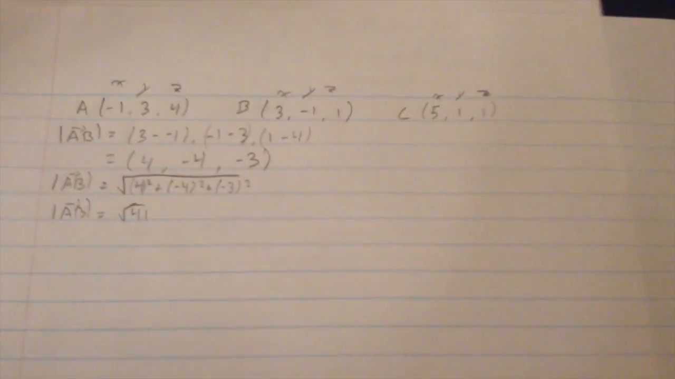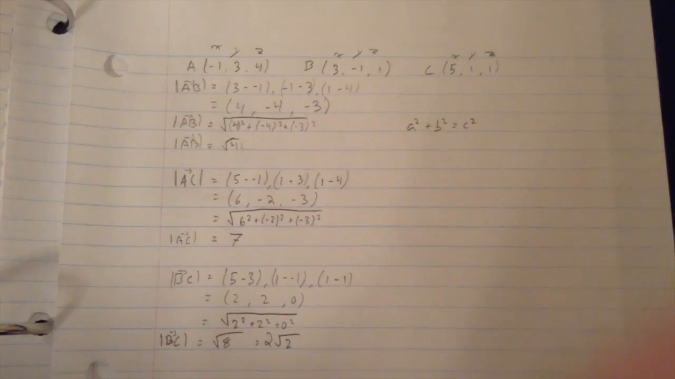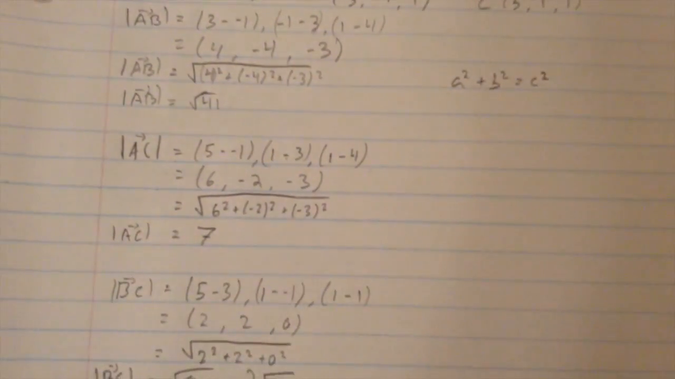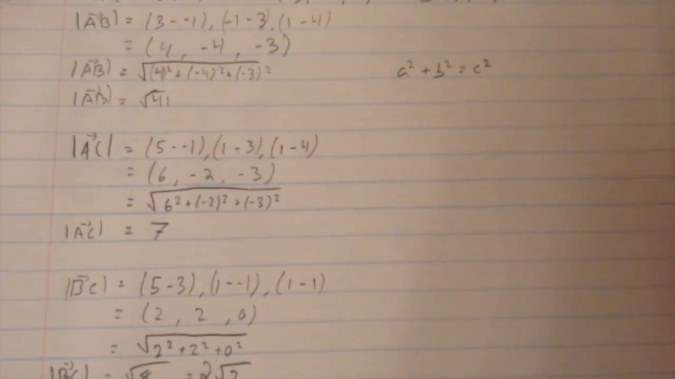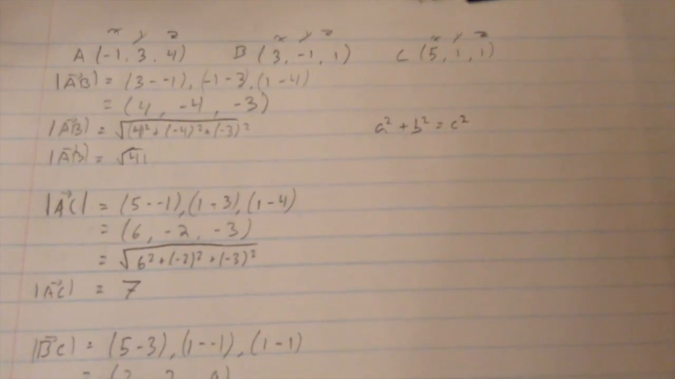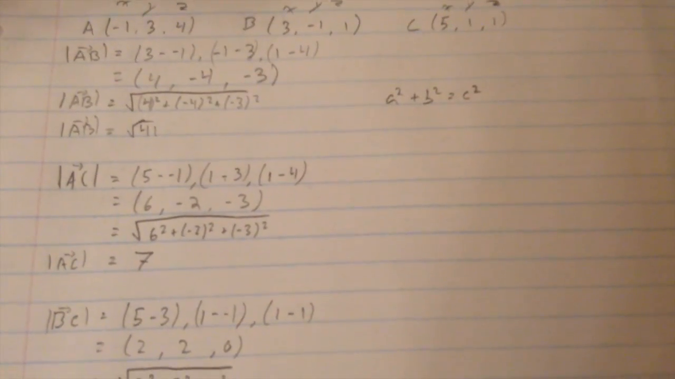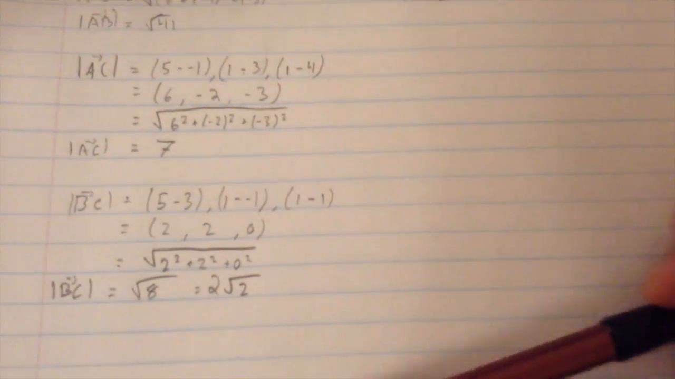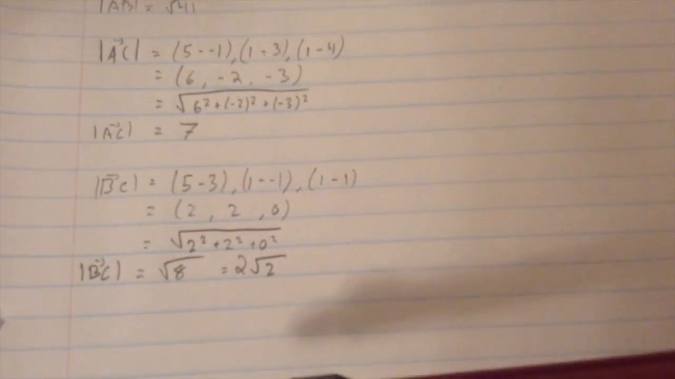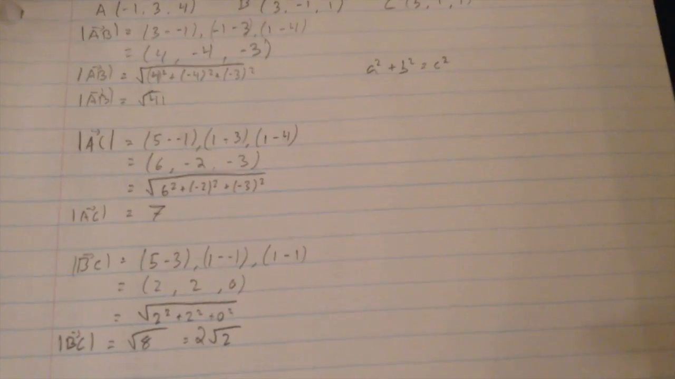Now we just have to do the same thing for AC and BC. Okay, so for AC we did 5 minus -1 and then 1 minus 3 and 1 minus 4, and we got 6, -2 and -3, and then for the magnitude we got 7. And for BC we did 5 minus 3, 1 minus -1 and 1 minus 1, and we got 2, 2 and 0, and for the magnitude we got the square root of 8, which is also 2 square root 2.